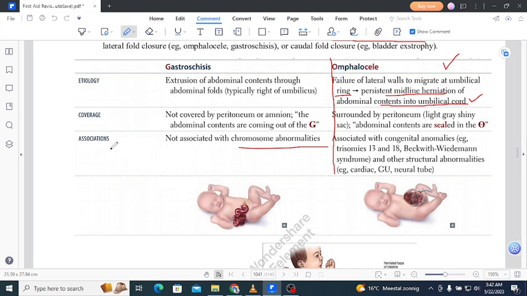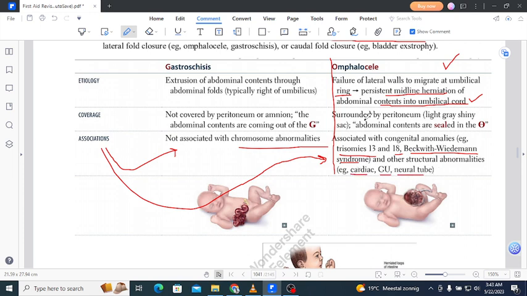Associations. Gastroschisis has no associations, but omphalocele has a lot of associations. Number one, it is associated with congenital anomalies like trisomy 13 and 18. Then Beckwith-Wiedemann syndrome, which we'll study when we talk about the renal cancers; it is important over there. And structural abnormalities, for example cardiac, genitourinary, and neural tube defects.